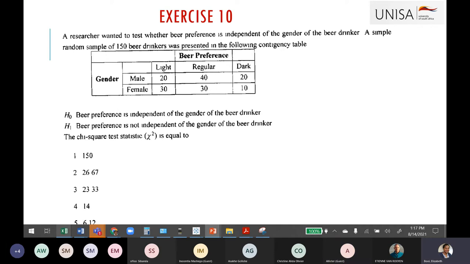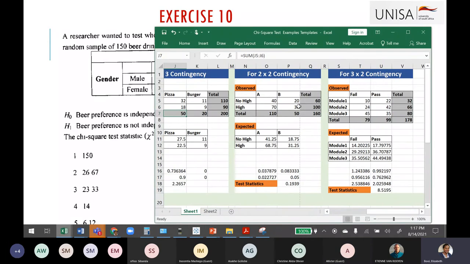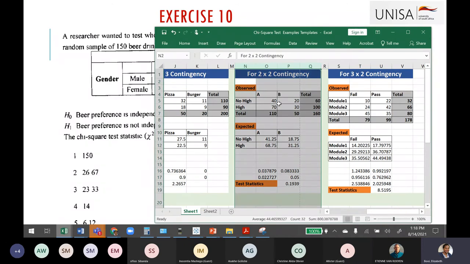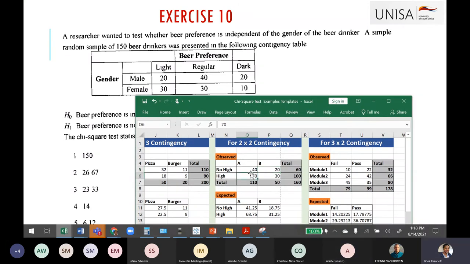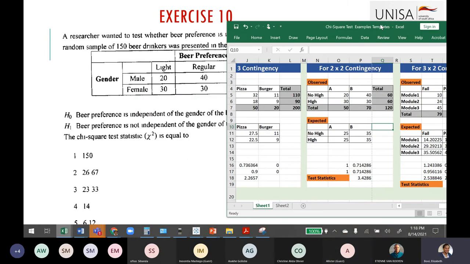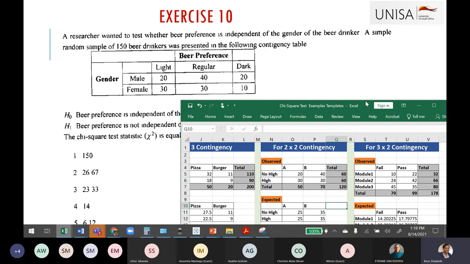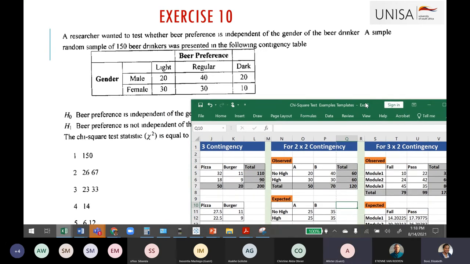You need to calculate the test statistic. This is a 2x2, so you will have to use the 2x2 table, which is that contingency table. Put your observed values into the white area, which is 30 and 30. And it will calculate the expected frequencies and work out your statistic. I'm just going to leave it there so that I don't give you the answer.